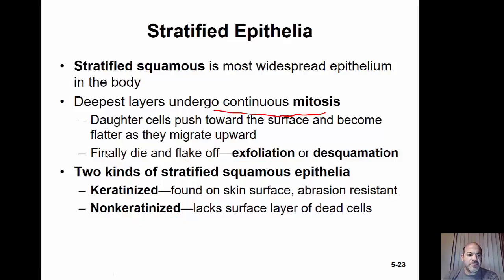Let's try this again, starting right here. Finally, the cells toward the surface are going to die and flake off. This is the process called exfoliation or desquamation. There are going to be 2 kinds of stratified squamous epithelium. There's going to be keratinized, and then there's non-keratinized. The keratinized are found on the skin surface, and they're abrasion resistant, and the non-keratinized are going to lack a layer of dead cells.